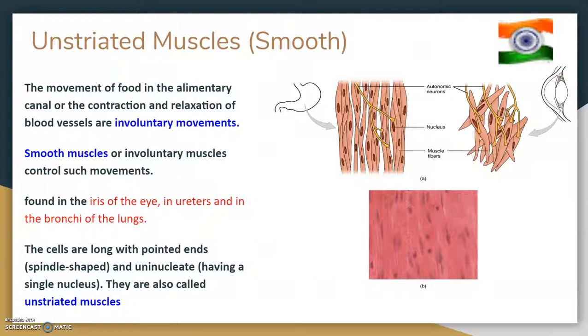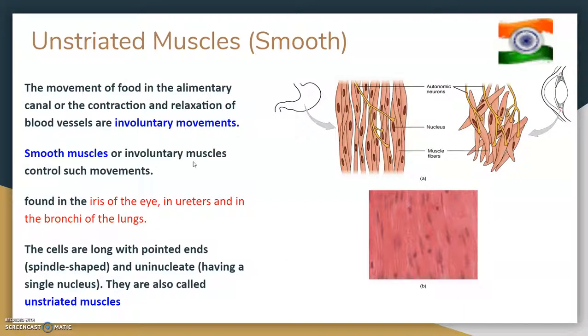Consider the movement of food in the alimentary canal, that is our digestive system, the 9 meters long tube, the alimentary canal or the gut. We also find the contraction and relaxation of the blood vessels, which is also an involuntary movement. We cannot start or stop them simply by wanting to do so. So they are called smooth muscles or involuntary muscles. Involuntary, because we don't have any control over them.